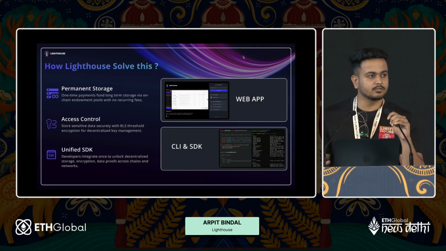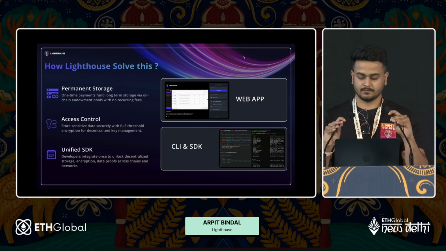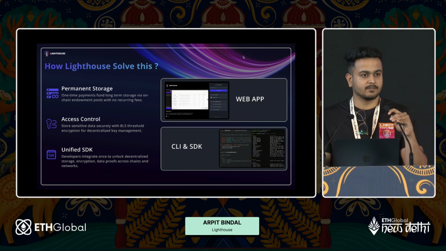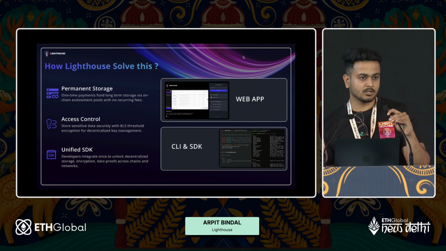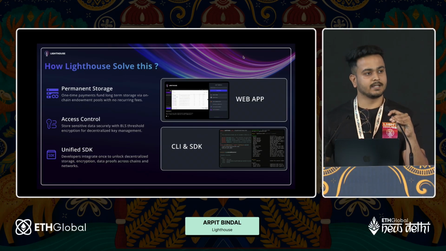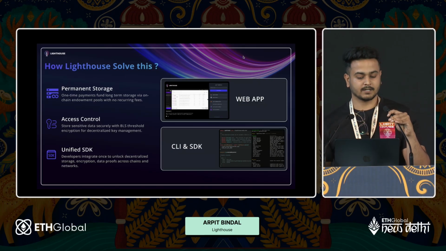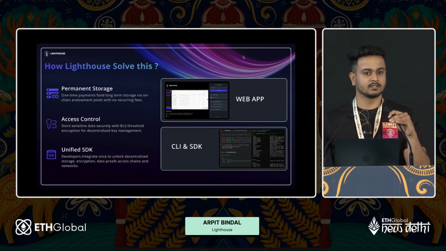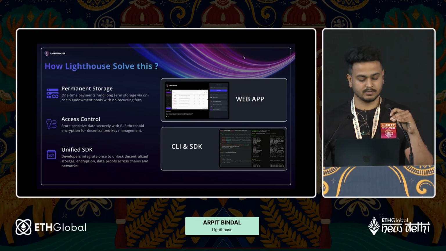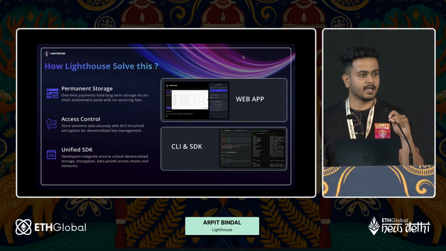So how does Lighthouse solve this? First of all, we have permanent storage where you can just pay once, and we have introduced the concept of an endowment pool, where your one-time payment goes directly into the endowment pool, and the endowment pool funds the renewal of Filecoin deals. So your data will be stored forever, because the endowment pool is also connected to DeFi services, and the pool is growing on its own.